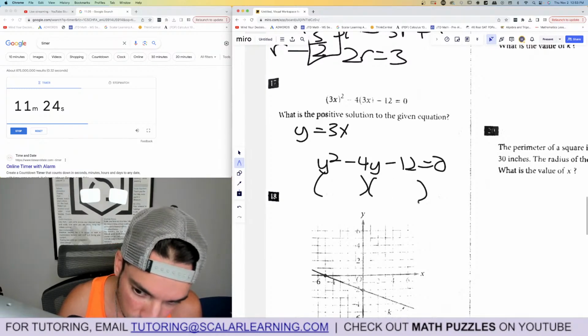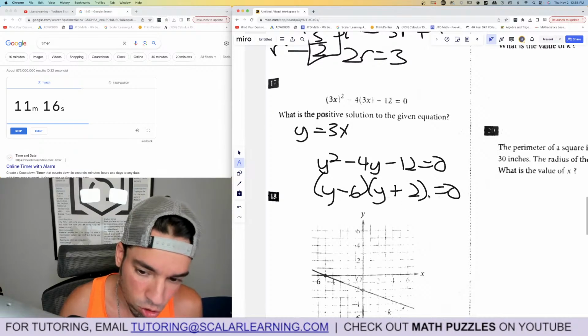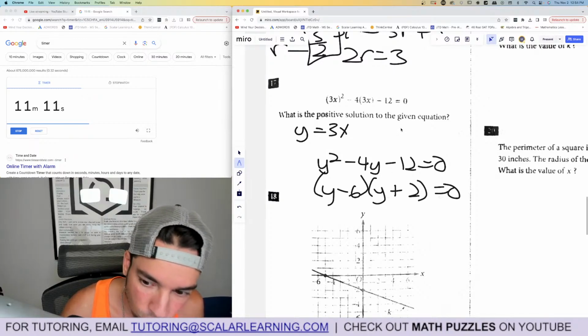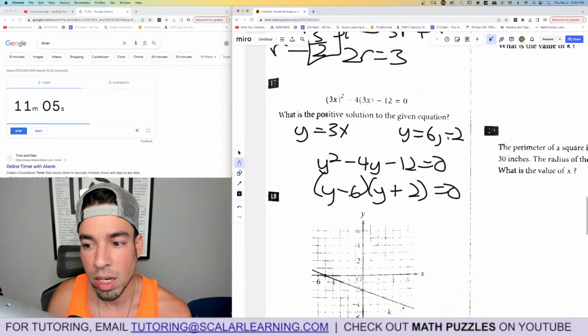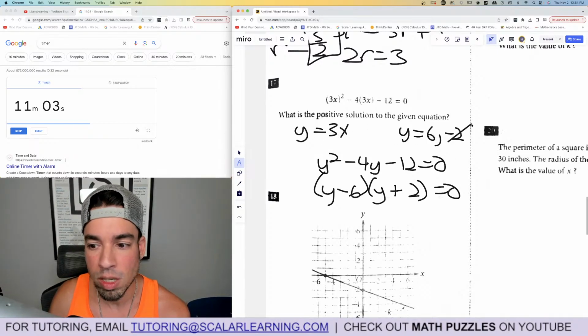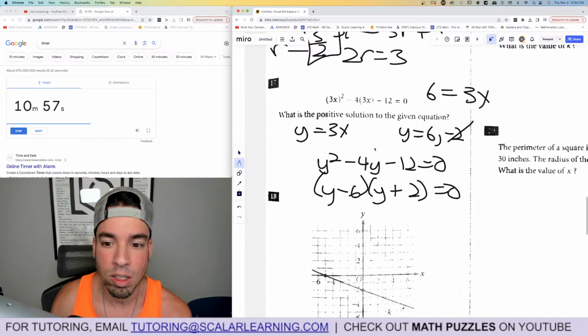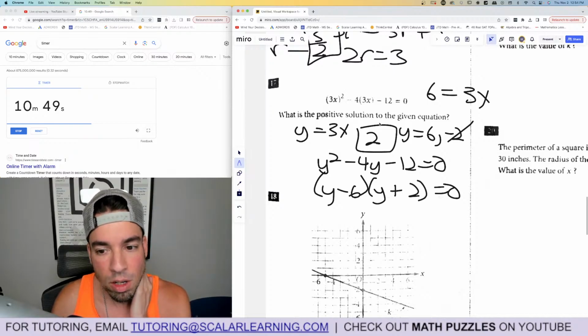Then we're going to factor. We got what multiplies to negative 12 and adds to negative 4. That would be negative 6 and positive 2, right? Y minus 6, y plus 2. And so my solutions for y are 6 or negative 2. But then I got to plug them back in here because we want x. The negative 2 is not going to give the positive solution. So plug in 6 for y. 6 equals 3x, which means x equals 2. And we're going to plug in just to make sure. 2 times 3 is 6. 6 squared is 36. Minus 2 times 3 is 6 times 4 is 24. 36 minus 24 is 12.